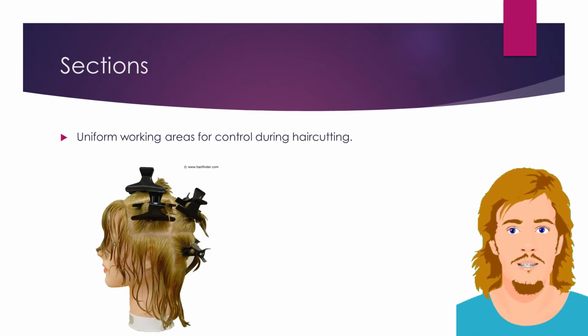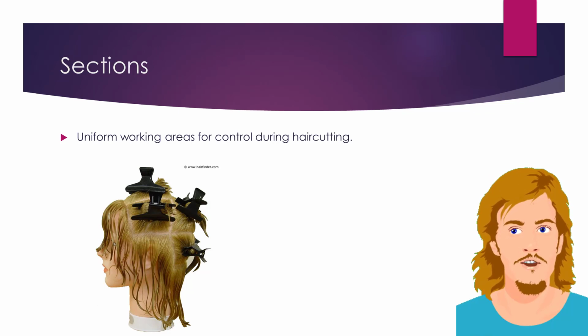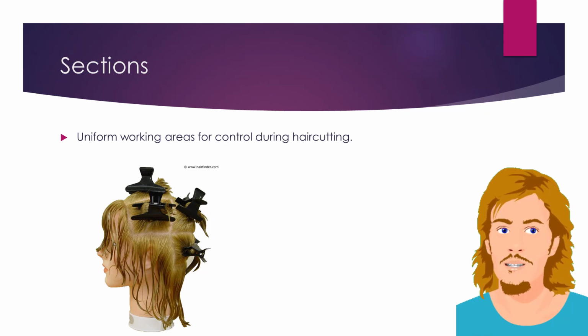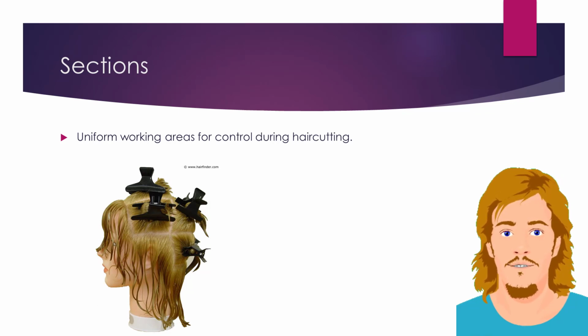When we create several part lines on the scalp, we create sections, or working areas. By creating sections, we learn how to control the hair during the cutting process. There are several different methods for parting off working sections. Your instructor will demonstrate many of those techniques with you during your lab time. However, here are a few sectioning techniques you should be aware of.